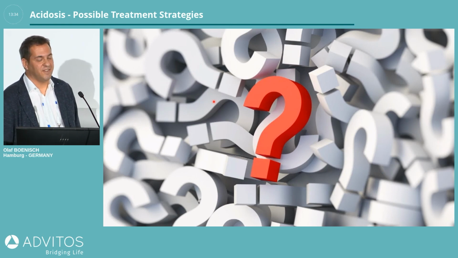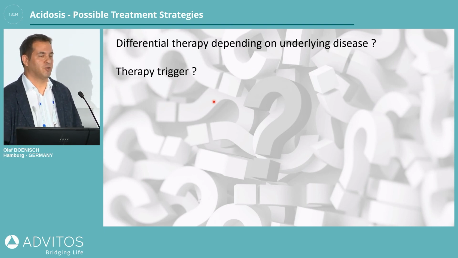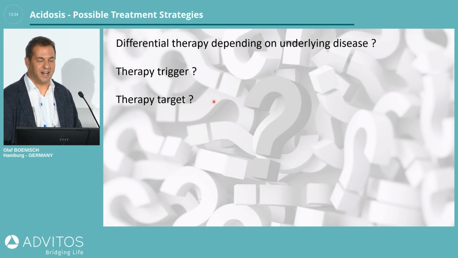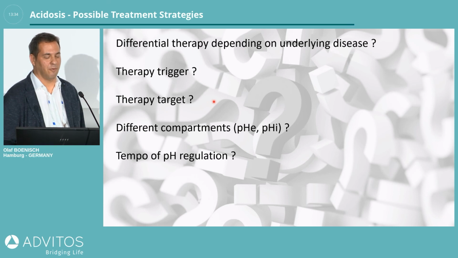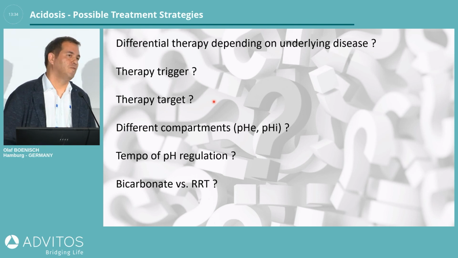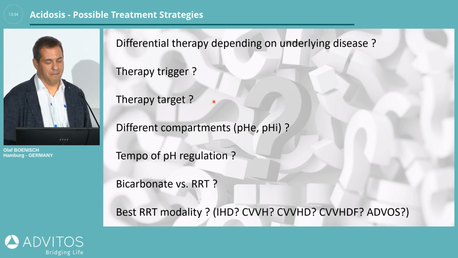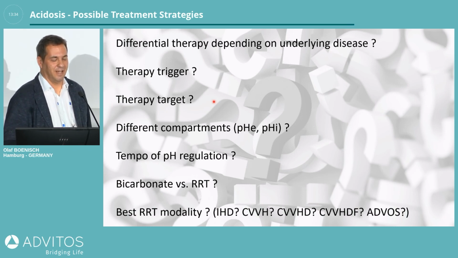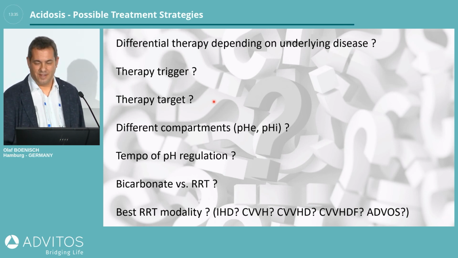However, there are a lot of questions remaining. For instance, what therapy do we do depending on the underlying disease? What is the trigger, at which pH do we want to start the therapy? What is the target of the therapy? Is it 7.2? Is it 7.3? We don't know. What about the different compartments, extracellular pH, intracellular pH? What about the tempo of pH regulation? Should we rather use bicarbonate or should we directly dialyze the patients? And in the end, what is the best RRT modality? Is it CVVH? Is it ADVOS? We don't know that.